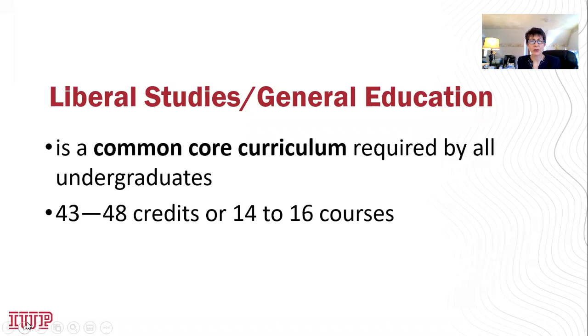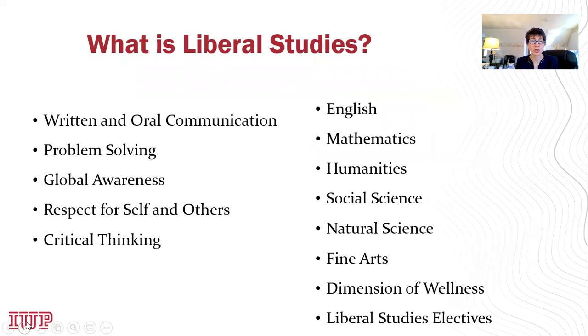So Liberal Studies, or General Education, is a common core curriculum that is required of all of our undergraduate students, regardless of their program. It is roughly a third of your degree, somewhere between 43 and 48 credits, depending on your program. Some programs require a certain number of liberal studies credits. Some would like to use the courses that are part of the liberal studies curriculum. So that's why it changes from student to student. But it works out to be roughly between 14 and 16 courses overall that you will take over your 4 years here at IUP. It's not that everything has to be taken in the first year.